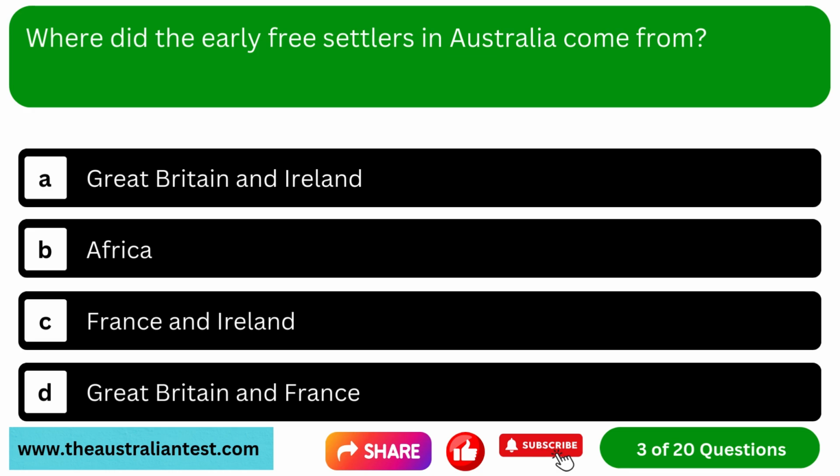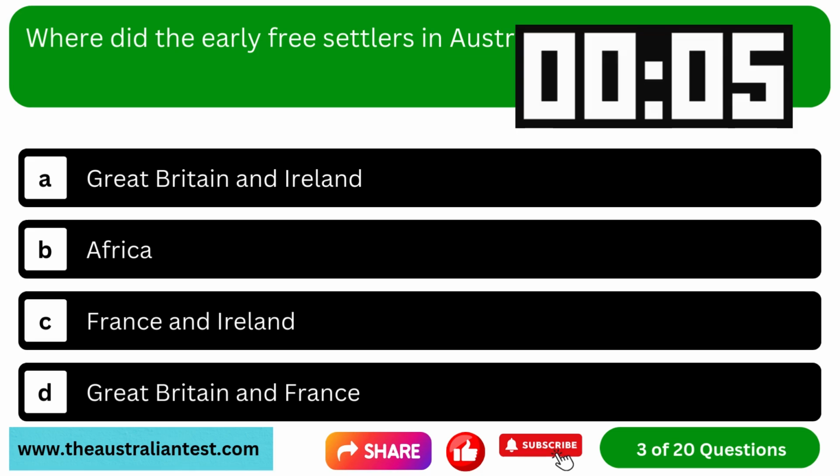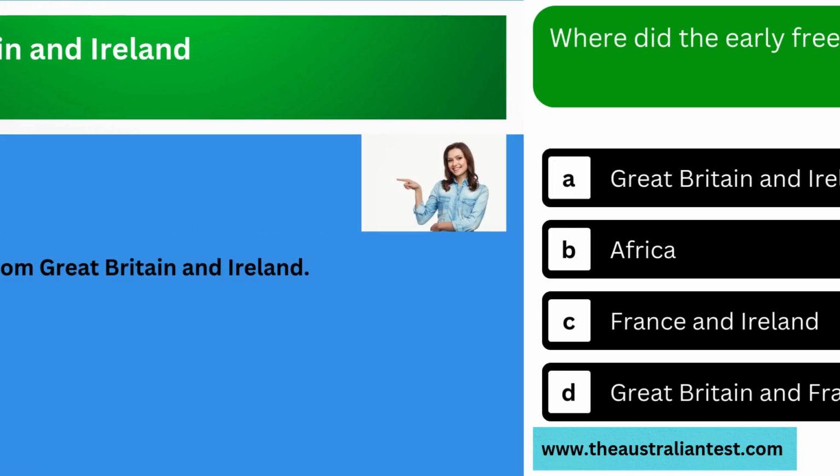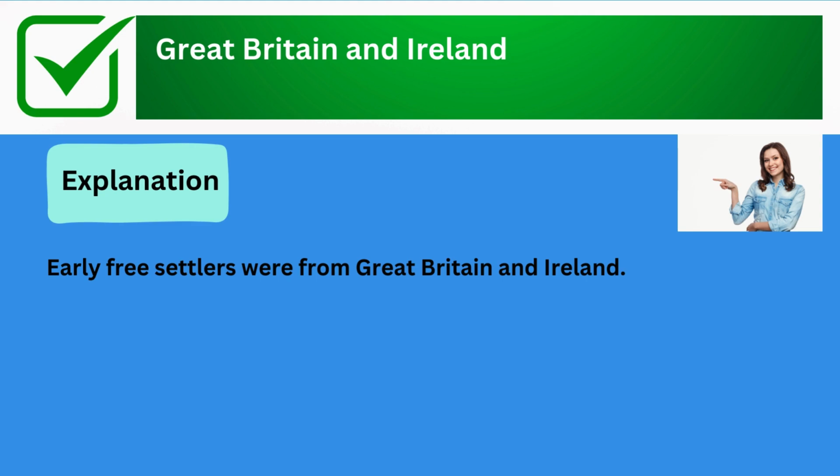Question 3. Where did the early free settlers in Australia come from? Option A, Great Britain and Ireland. Option B, Africa. Option C, France and Ireland. Option D, Great Britain and France. The correct answer is Great Britain and Ireland. Explanation: early free settlers were from Great Britain and Ireland.